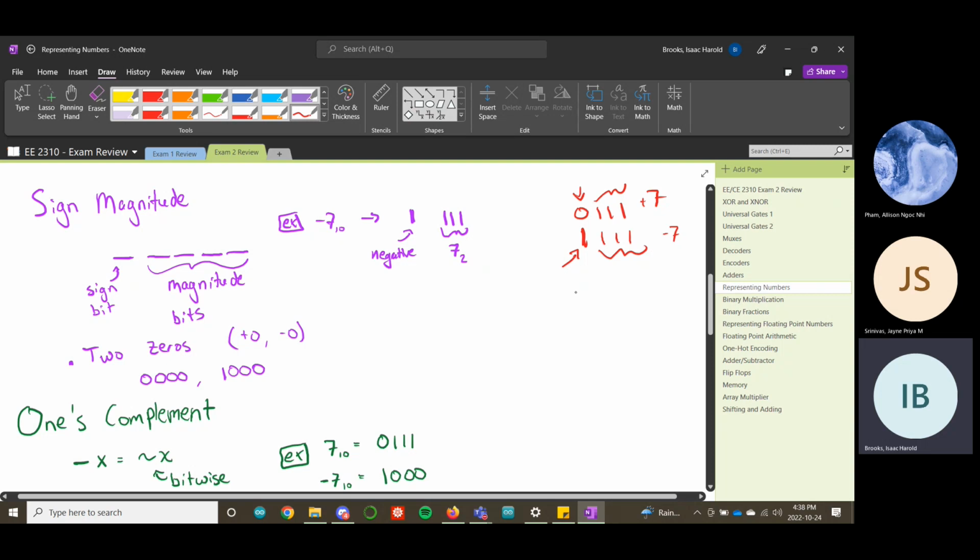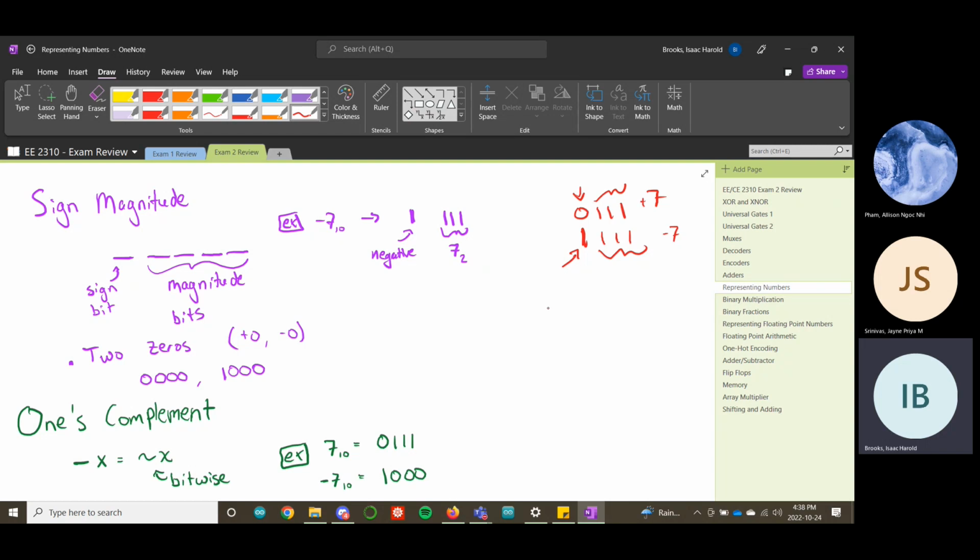The problem is that one advantage you would want in a signed number system is that 7 plus -7 gives you 0. If we were to just do this addition, 0, 1, 1, 1 plus 1, 1, 1, 1: 1 plus 1 is 0 carry 1. 1 plus 1 plus 1 is 1 carry 1. 1, 1, 0. So if we look at this, if we discard the overflow, 0, 1, 1, 0, that is not 0.